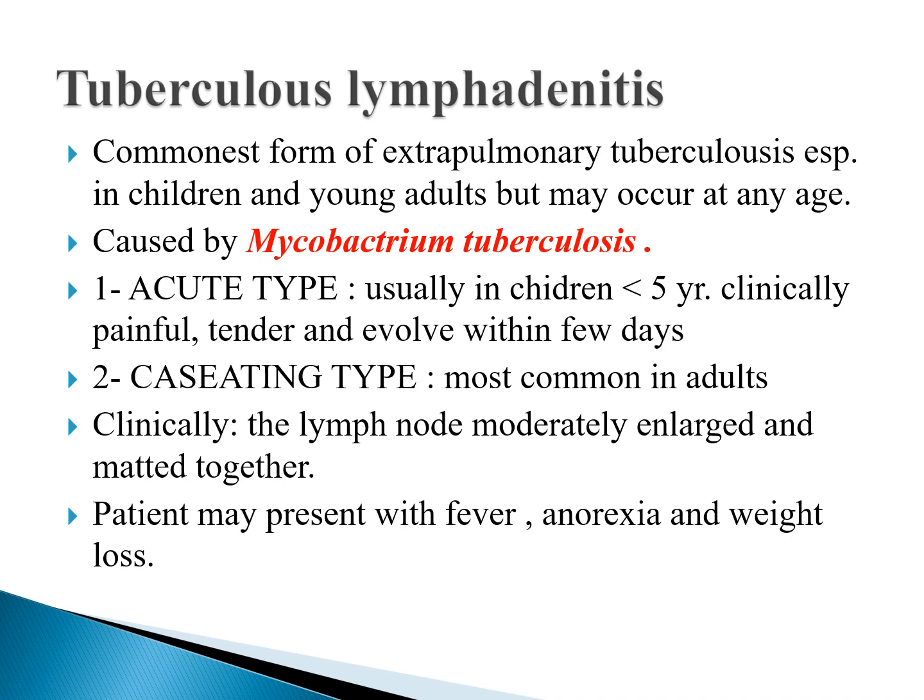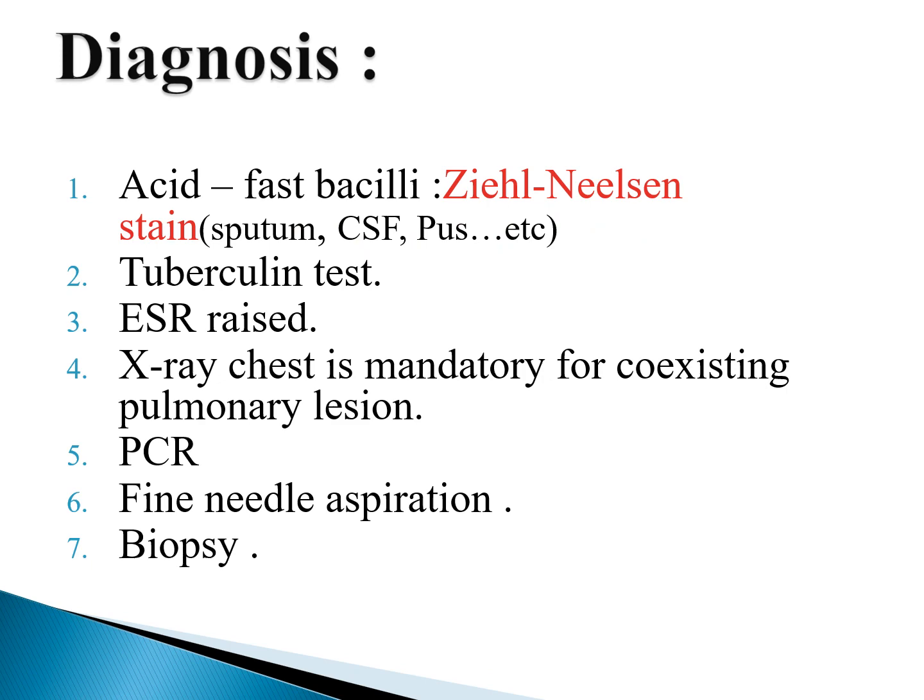The caseating type, most common in adults. Clinically the lymph nodes are moderately enlarged and matted together. The patient may present with fever, anorexia and weight loss. Diagnosis: acid fast bacilli, using Ziehl-Neelsen stain on sputum, cerebrospinal fluid, or pus.